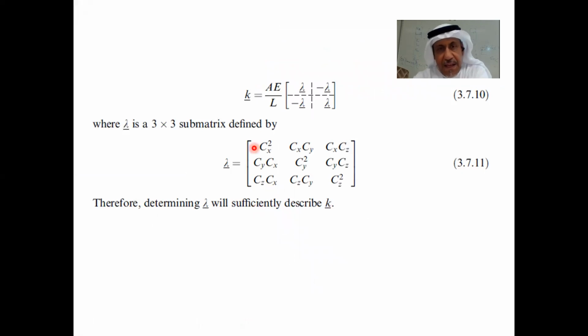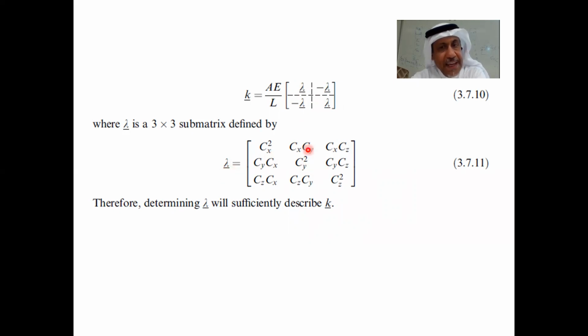So this one you told me it is what? 6 by 6, right? And this 6 by 6 is composed of 4 submatrices. This is lambda, 4 by 4. This is 3 by 3, lambda 3 by 3. So the 6 by 6, you can find it once you determine lambda, right?